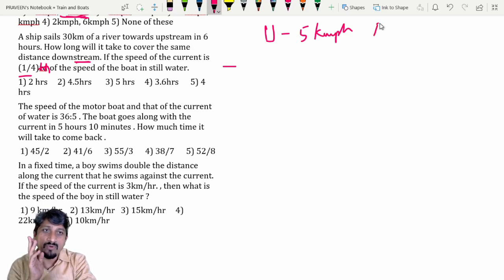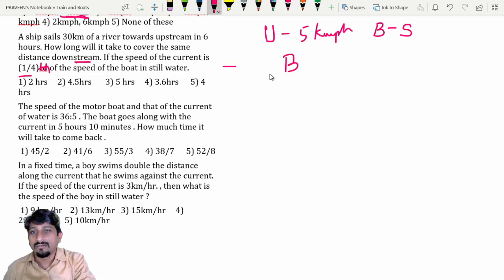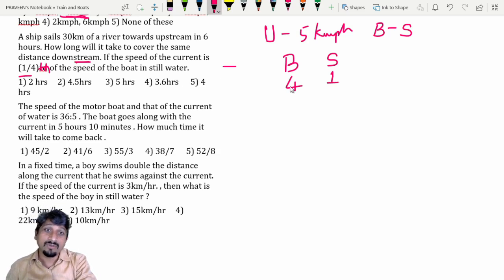So here upstream means what? Boat minus stream is equal to 5. And what they are saying is the speed of the current is one fourth of the speed of the boat in still water. If boat is 4, then the speed of the stream will be 1 fourth, right? So if this is 4, this is 1. How long will it take to cover the same distance downstream? Here 5 is there. So now we have to take 4 minus 1, which is equal to 5. This is a ratio. 3 ratio is equal to 5 kmph.